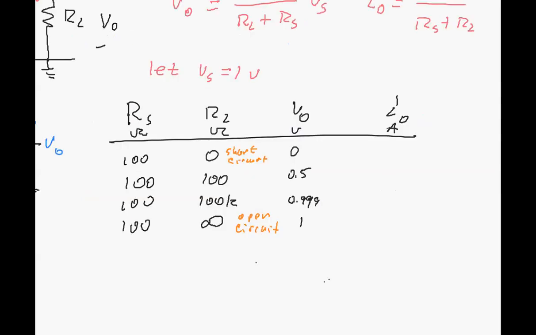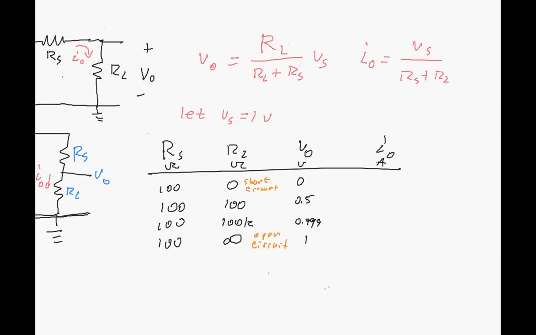And how about for the current? Well, that's this other equation, Vs over Rs plus RL. And we would have 10 milliamps. And we'd have 5 milliamps. So the current goes down as that load increases. And we'd have 9.999 microamps. And in the open circuit case, of course, we would have 0 amps.